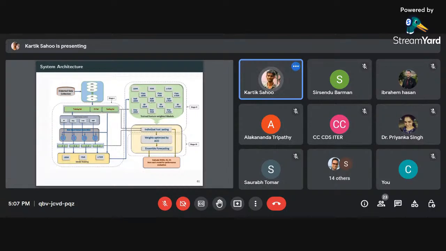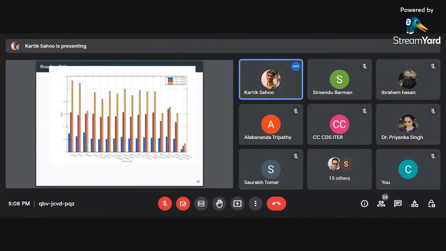and do the individual forecasting, then use those individual forecasts to feed to the ensemble optimization model and do the final forecasting. Then we evaluate our performance by simulation. I hope it's clear. It's a three-stage strategy that has been proposed.